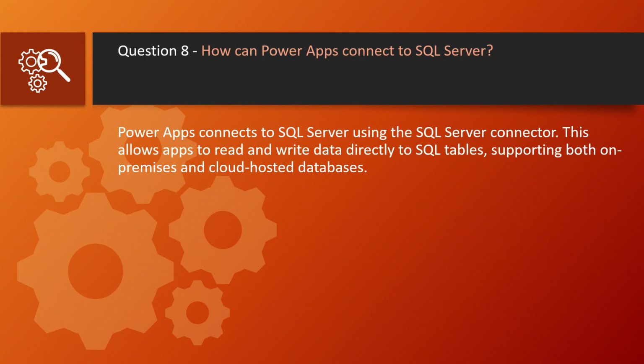How can Power Apps connect to SQL Server? Power Apps connects to SQL Server using the SQL Server connector. It allows you to read and write data directly to the SQL tables. It also supports both on-premise and cloud-hosted databases.